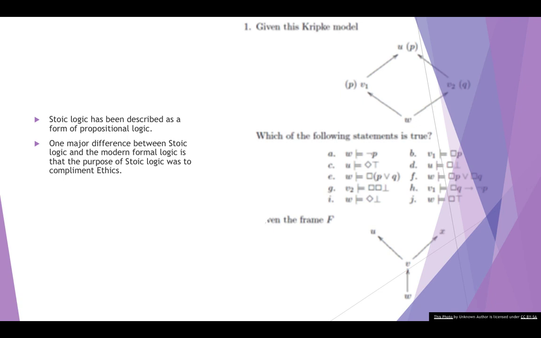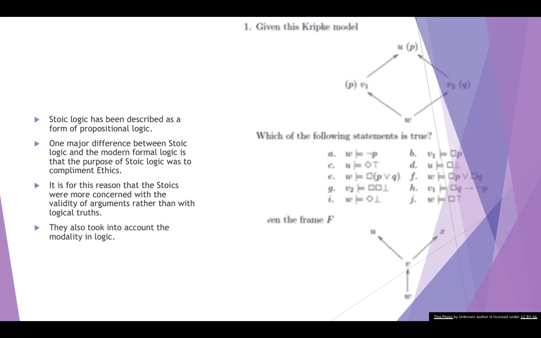One major difference between Stoic logic and modern formal logic is that the purpose of Stoic logic was to complement ethics. The purpose of logic in modern formal logic is a number of things. There are a myriad of reasons that we would study logic, from computer science to physics to quantum physics to just working out philosophy itself. So for this reason, the Stoics were more concerned with the validity of arguments rather than logical truths. They didn't really care about whether something was logically true. By logically true, I mean true by definition, so something has to be true because of the logic. The Stoics didn't really care that much about that. They cared more about making sure that arguments were valid, and especially that ethical arguments were valid.